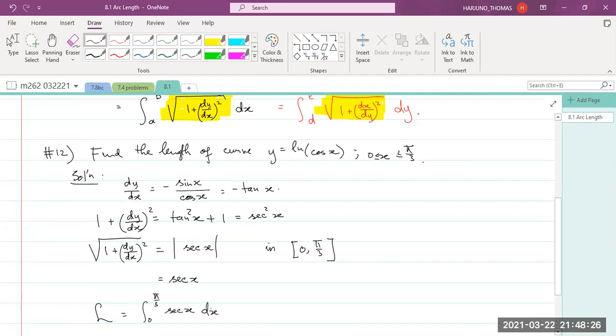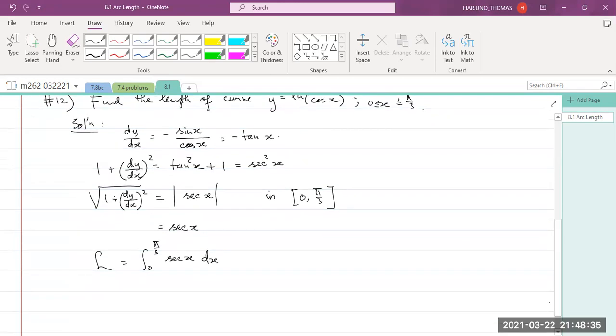You don't want to deal with those simplifications inside the integral. You do it outside. Once it is simple, then you put it as your integrand. And from here, what is the integral of secant again? Natural log of secant x plus tangent x, right? From 0 to pi/3.